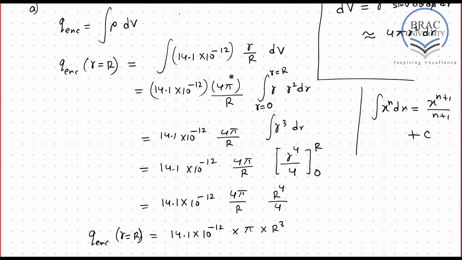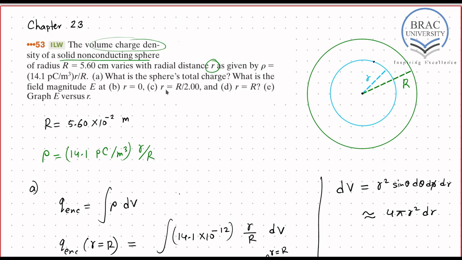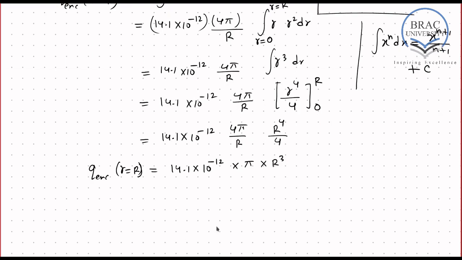Now what is the next question? What is the field magnitude E at small r equals 0, small r equals R by 2, and small r equals big R? Since we have calculated the enclosed charge for the case r equals big R, let us first evaluate the electric field magnitude for small r equals big R, that is question D. It will be easier for us.